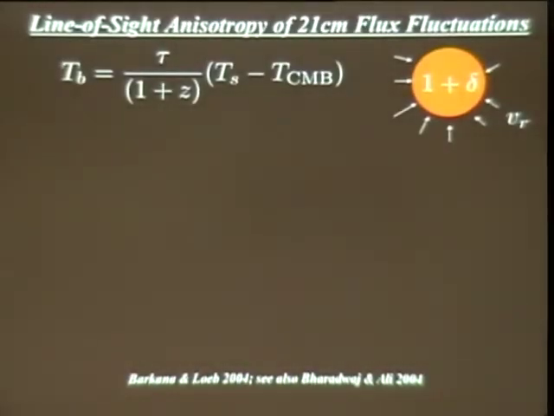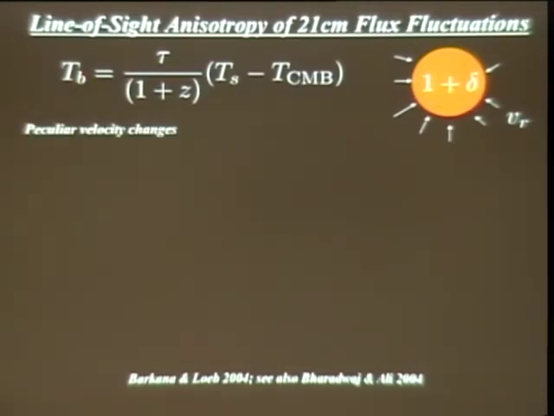And there is one interesting aspect of the brightness of the 21-centimeter line that is worth emphasizing. The brightness that we observe is related to the optical depth that we see of hydrogen atoms along the line of sight times the difference between the spin temperature and the microwave background temperature. And there is a factor of 1 plus z here to take into account the redshift of the brightness temperature.